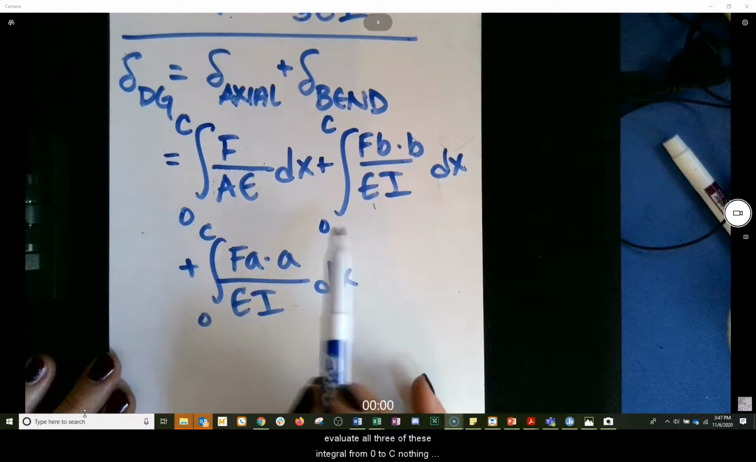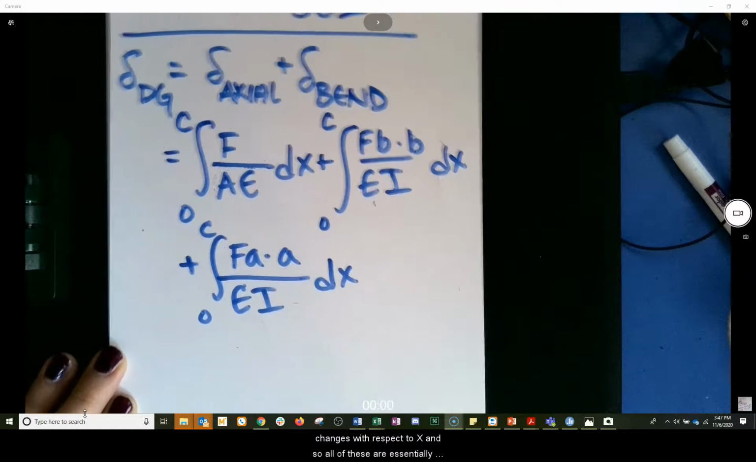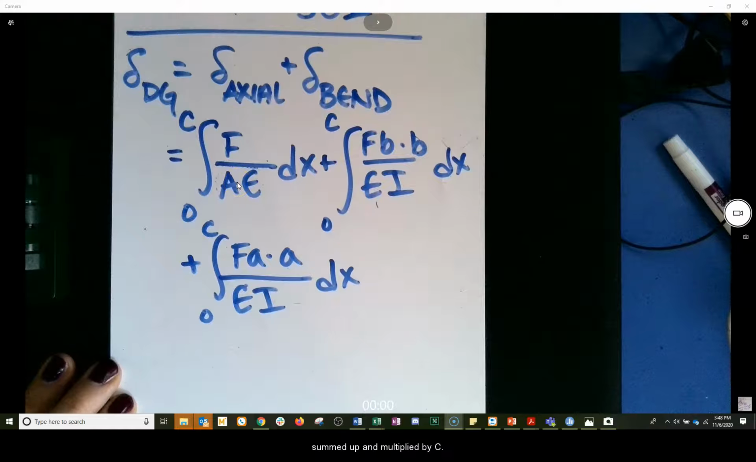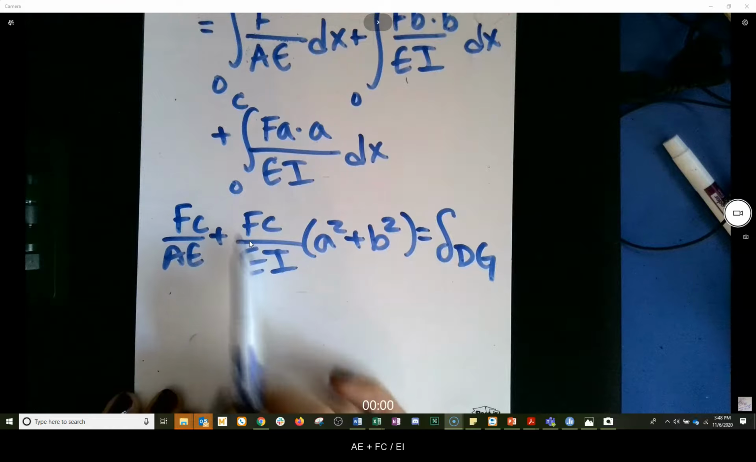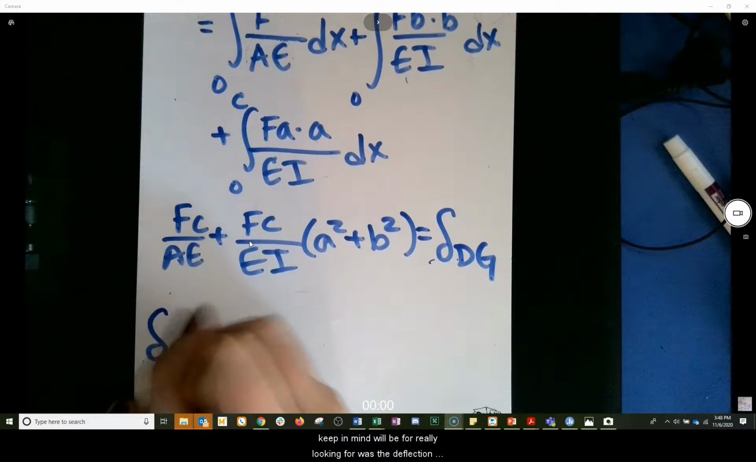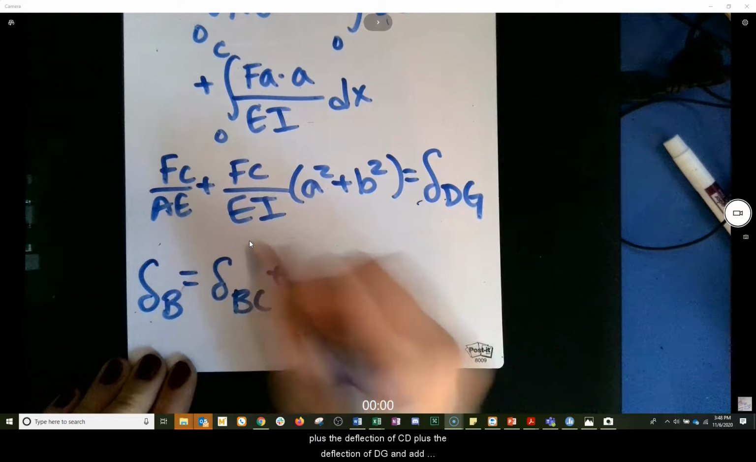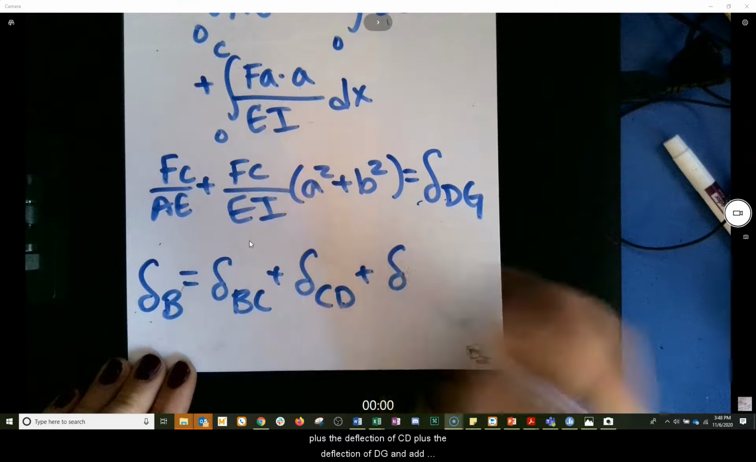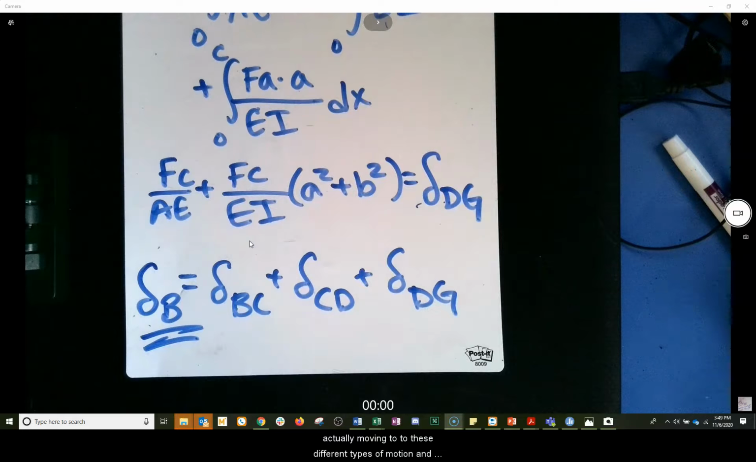We evaluate all three of these integrals from 0 to C. Nothing changes with respect to X, so all of these are essentially summed up and multiplied by C. We might represent that as FC over AE plus FC over EI times the quantity A squared plus B squared. That's my delta of DG. Keep in mind, what we were really looking for was the deflection of point B. So now we're going to take the deflection of BC plus the deflection of CD plus the deflection of DG and add them all together, and that's how much the point B is actually moving due to these different types of motion. That's the goal of this problem, example 4.11.